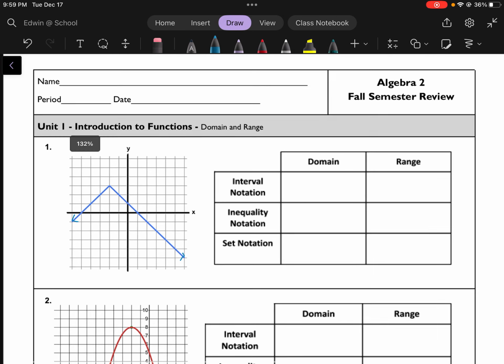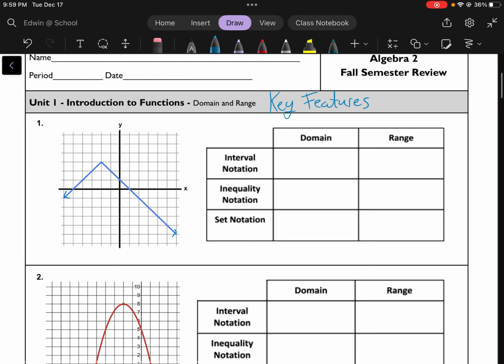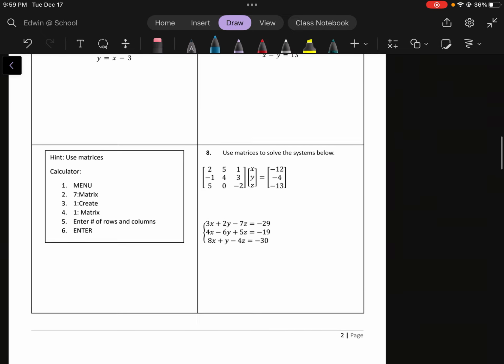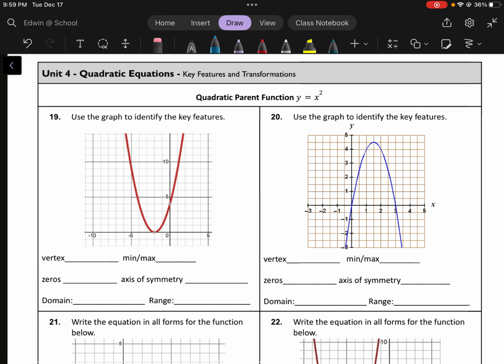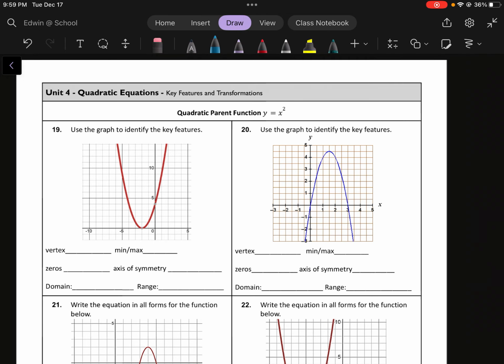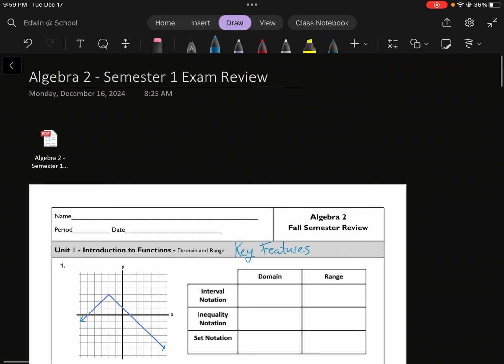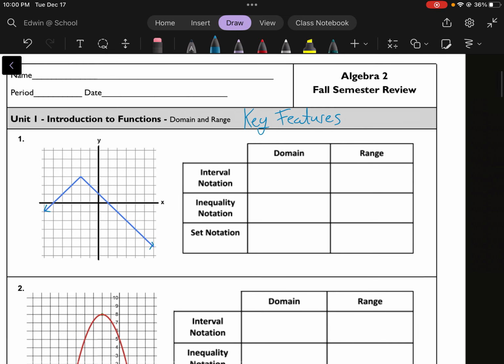So the main thing that this test is going to be about is key features. Key features of functions, because that's what we've been talking about. Some of the key features involve domain and range, which is this first unit right here. It also involves finding x-intercepts and finding minimums or maximums. Seeing wherever two functions intersect and knowing that that's the solution. That is going to be the main thing on the test. And since you have a calculator, you'll be able to graph a lot of these functions and notice the key differences. But anyways, we'll start right here.